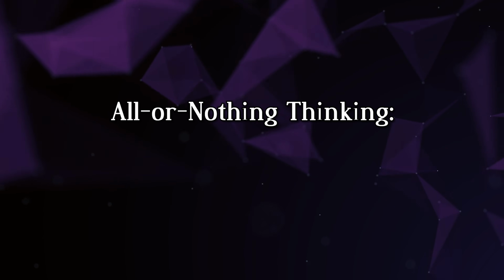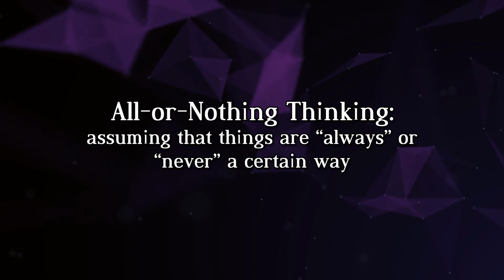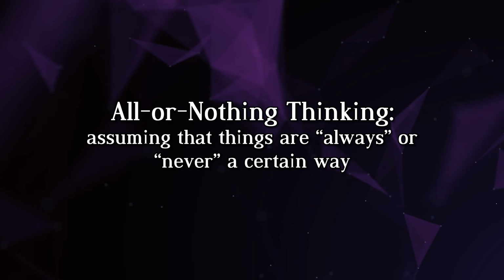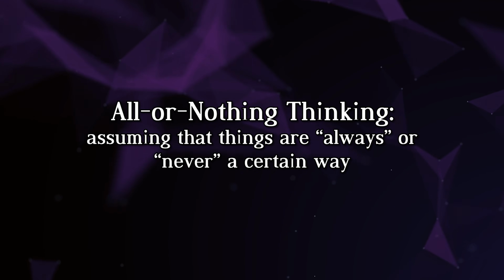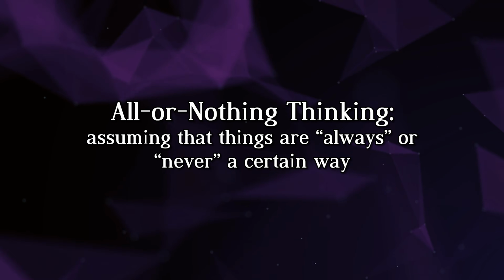One common cognitive distortion is all or nothing or black and white thinking. This is where you assume that things are always or never a certain way, where there's no middle ground, and it completely erases any sort of nuance or context. For example, you never take the trash out on time, or you're either with me or you're against me. Or curse words can be hurtful in some contexts, so let's make curse words illegal.